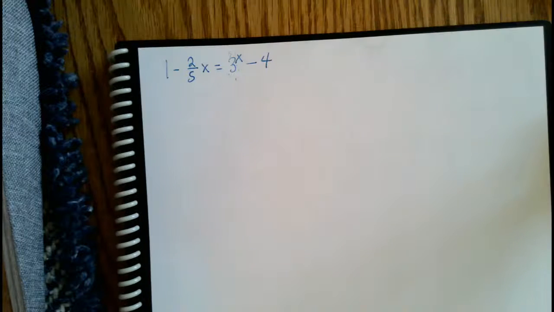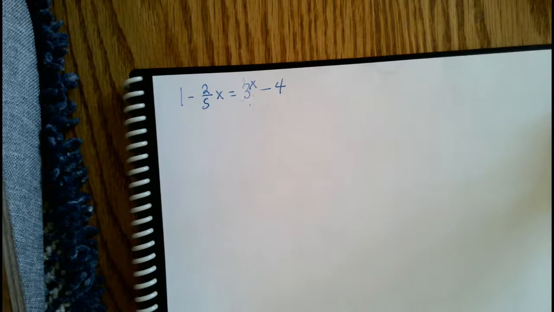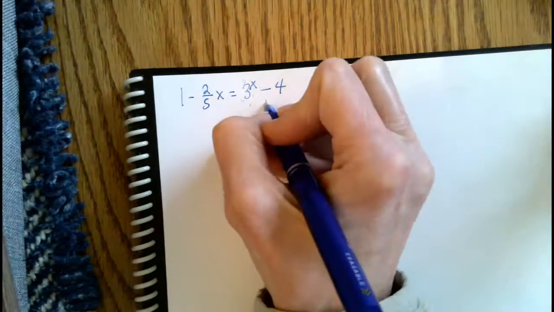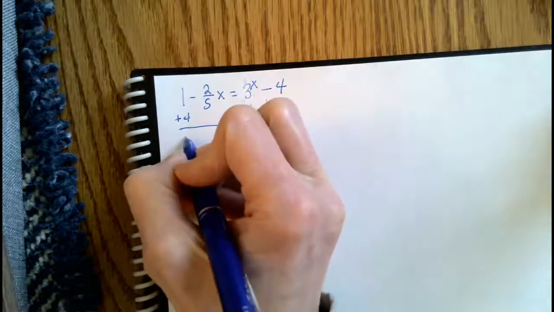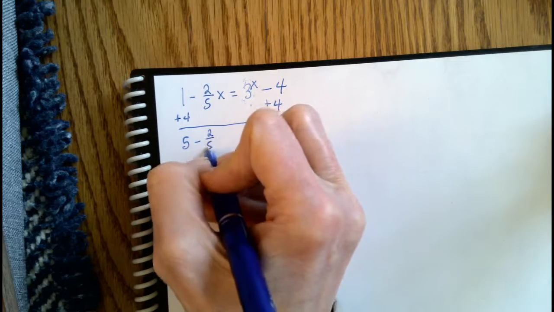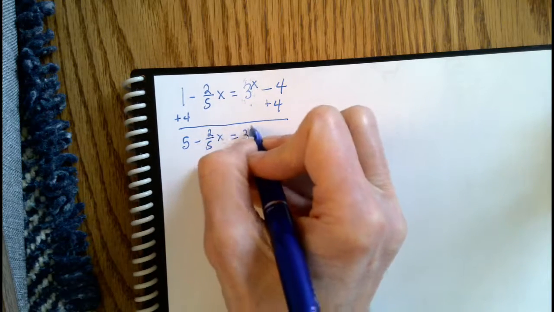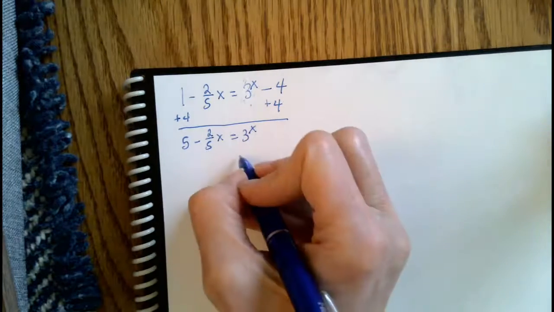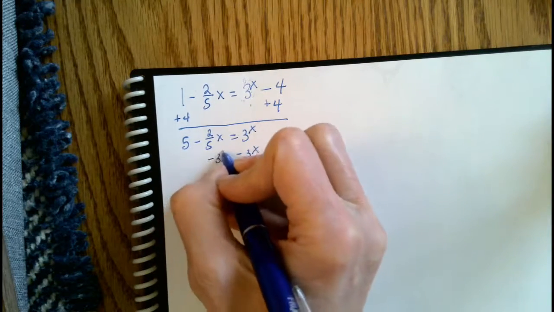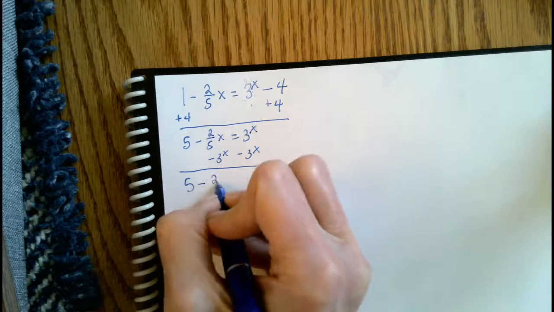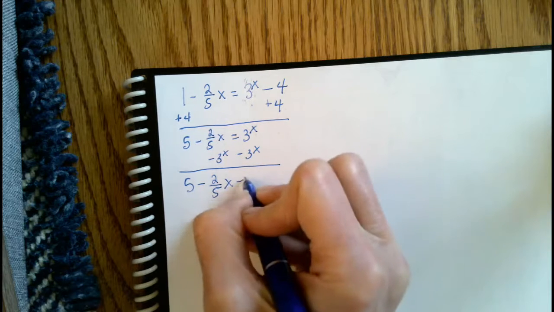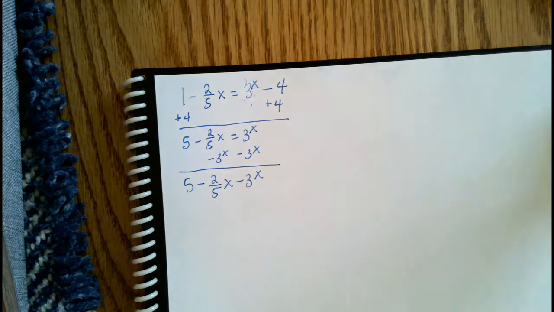So it's 1 minus 2/5 x equals 3 to the x minus 4. We're going to move everything over to one side. So let's add the 4 to both sides, and we get 5 minus 2/5 x equals 3 to the x. And then let's move the 3 to the x over, and we've got 5 minus 2/5 x minus 3 to the x. And I'm not going to put equals anything because this is what we need.